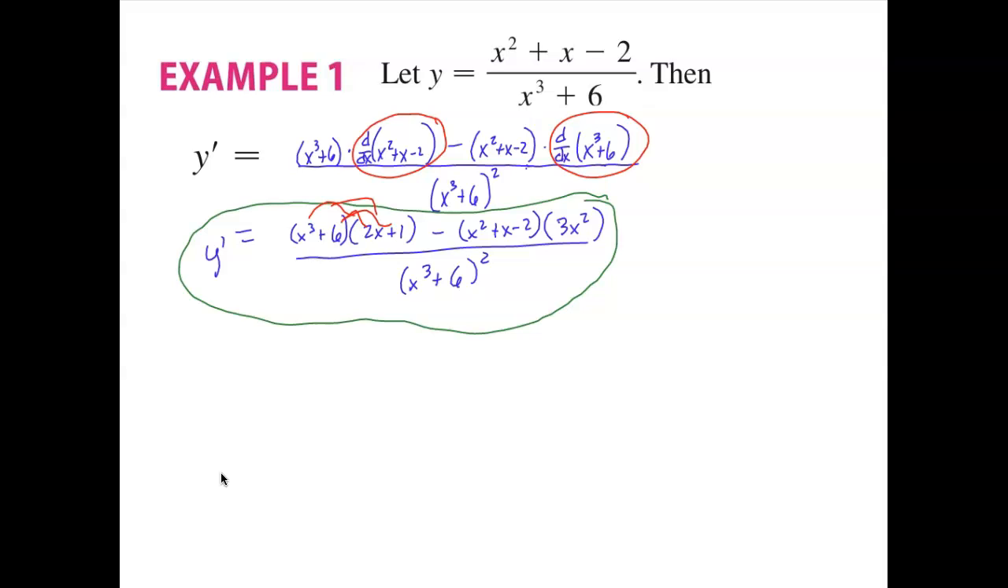No, and in fact, you would almost never want to expand the bottom. The whole point of expanding the numerator is in hopes that you end up with a factor of x cubed plus 6 left over that you can try and divide out from the bottom. So you would want to keep that denominator in factored form.